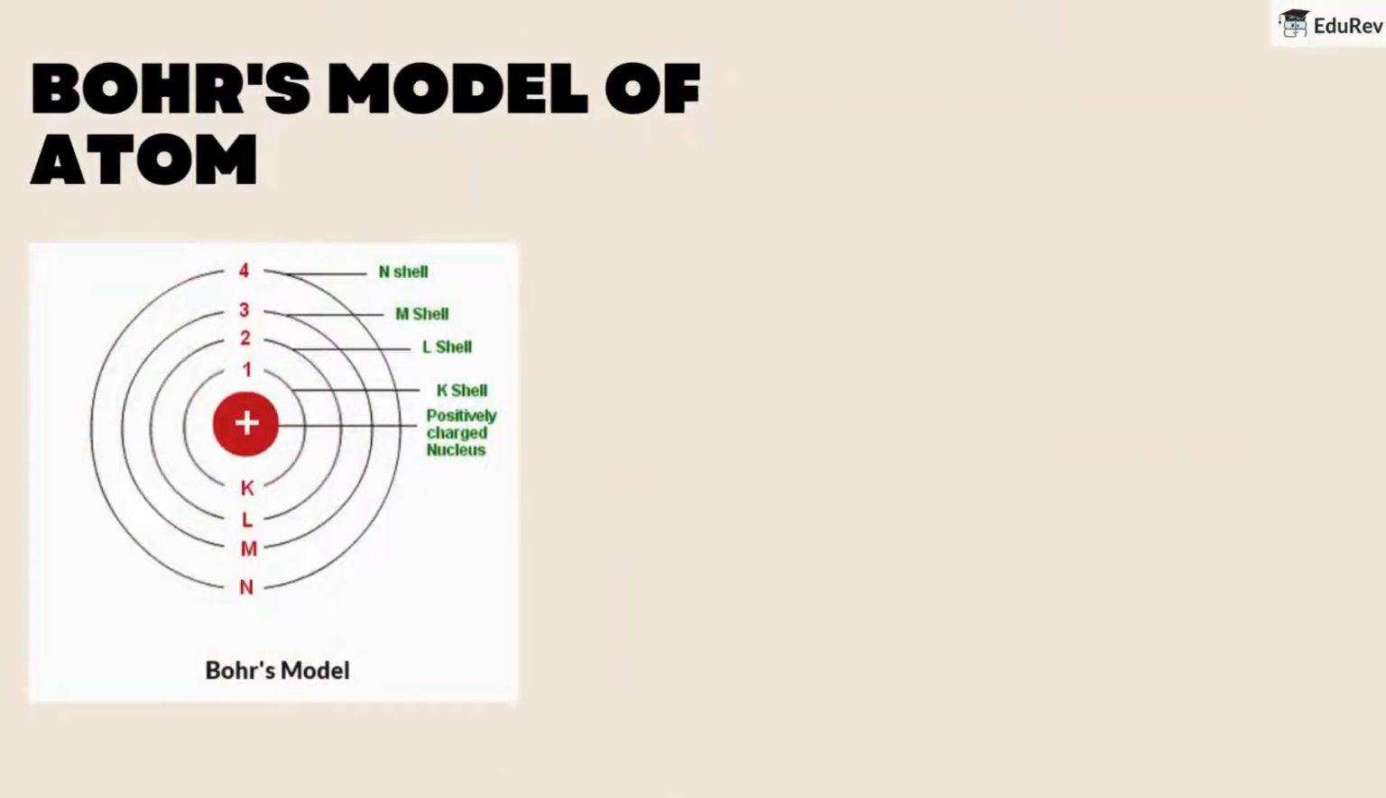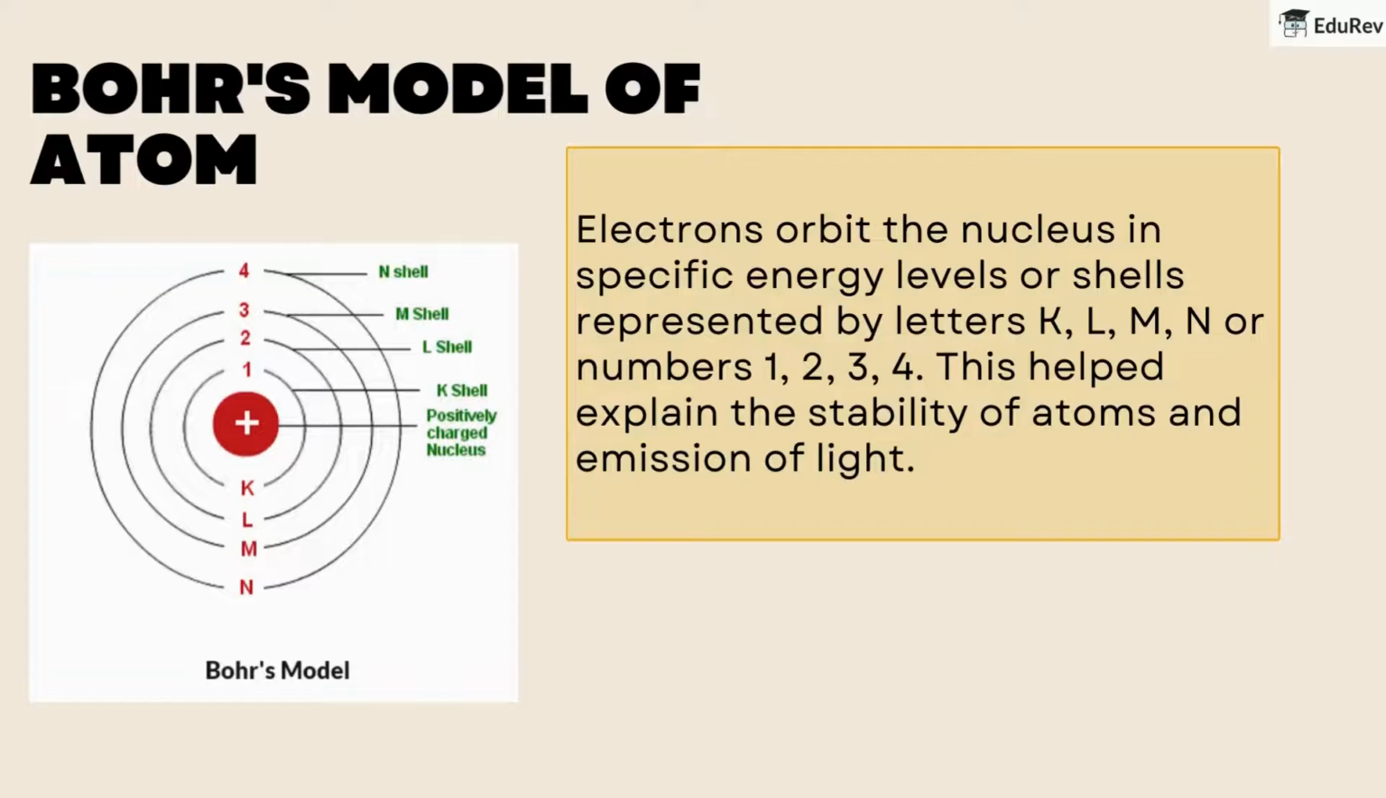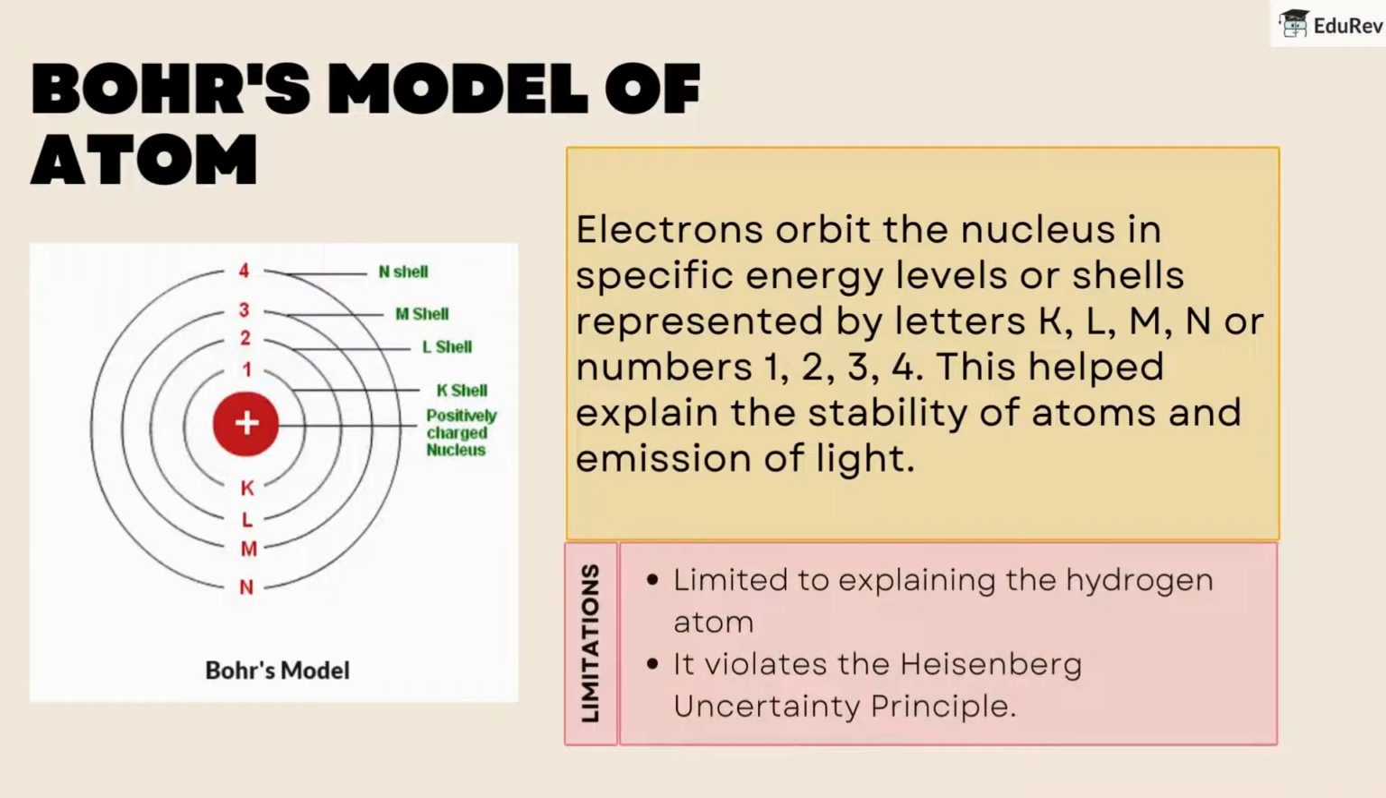Niels Bohr then proposed a new model, stating that electrons orbit the nucleus in specific energy levels or shells represented by letters K, L, M, N or numbers 1, 2, 3, 4. This helped explain the stability of atoms and emission of light. But it was limited to the hydrogen atom and violated the Heisenberg uncertainty principle.